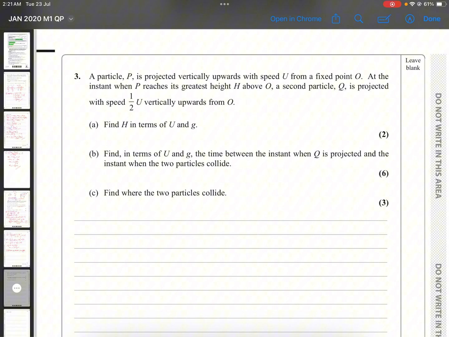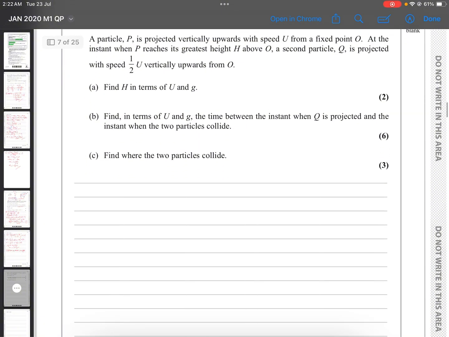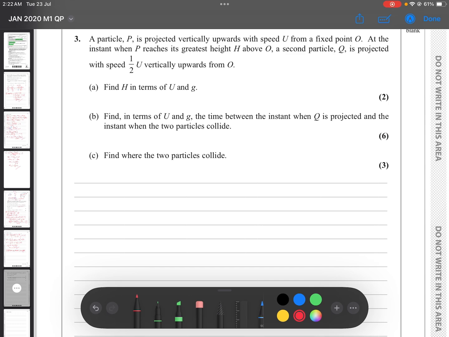A particle P is projected vertically upwards with speed u from a fixed point O. At the instant when P reaches its greatest height h above O, a second particle Q is projected with speed half u vertically upwards from O. Now again, let's draw this out. It's going to look something like this. Imagine this point is O, okay? And the ball goes up. Particle P is projected upwards with speed u. So this is particle P, okay?